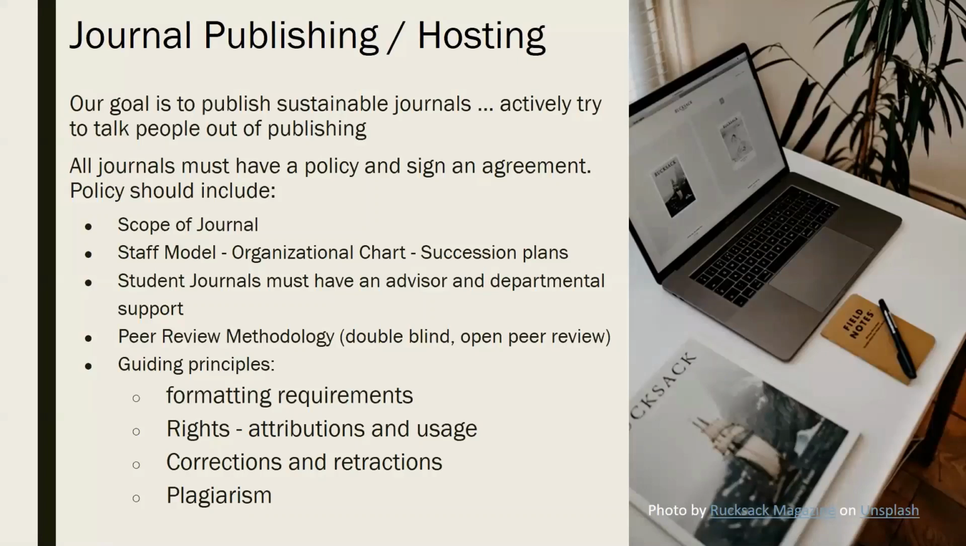So before a journal can start, they must sign an agreement and have policies that meet a Directory of Open Access requirements. This slide doesn't actually capture all of the requirements, but it's more of a snapshot of what we expect editors to think through and decide on before they get started. This includes the scope of the journal, the staffing model, and the really important part of the staffing model is the succession plans, in particular with our student-run journals.